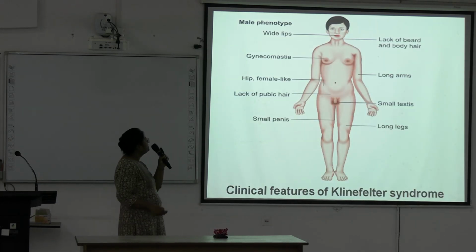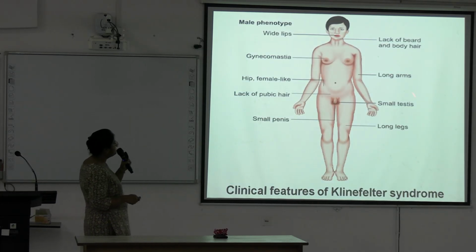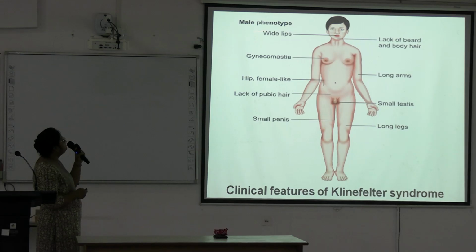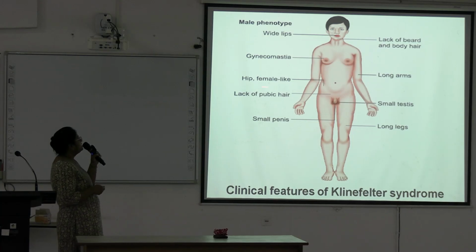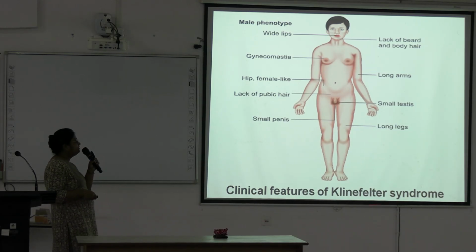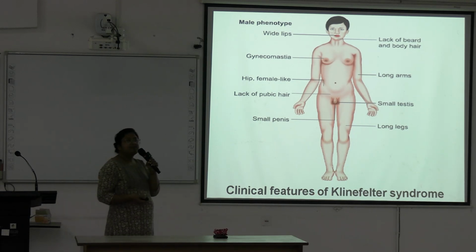So these are the clinical features of Klinefelter syndrome. The phenotype will be male, there will be wide lips, lack of beard and body hair, gynecomastia, breast development like females, long arms, hips like female, lack of pubic hair, small testes, small penis, and long legs. So all these are features of Klinefelter syndrome. Next.